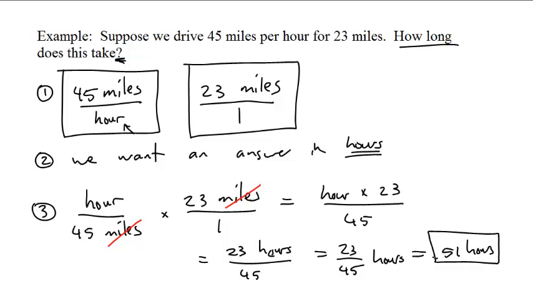If you drive 45 miles an hour for 23 miles, how long does it take? Just a hair over half an hour. Half an hour would be 0.5 hours, a little bit more than half an hour.